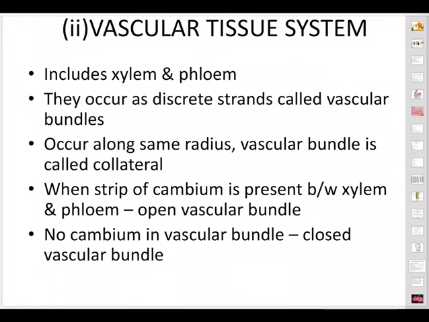A vascular bundle is a tissue that has both xylem and phloem. It has a particular shape and size. So anything that contains xylem and phloem is a vascular bundle. In between xylem and phloem, if there is an extra layer of cambium, then we say the vascular bundle is open. Remember, first technical word: what is an open vascular bundle? An open vascular bundle is a bundle in which cambium is present in between xylem and phloem.